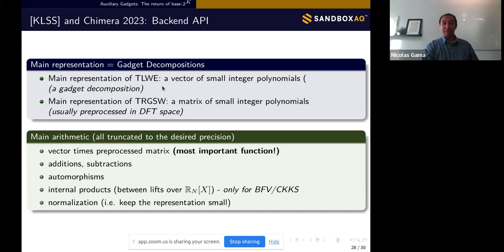So it means LWE will be represented by a vector of small integer polynomials, and GSW by a matrix of small integer polynomials. And the representation doesn't have to be unique. It can be a redundant representation. And the arithmetic between them is, the main operation is vector times a preprocessed matrix. That's the one that happens in the external product. Of course, we need to support addition and subtraction. That's usually easy. Automorphism also. Internal product only if we need the BFV CKKS interpretation. And since the representation is redundant, a normalization to keep everything small.